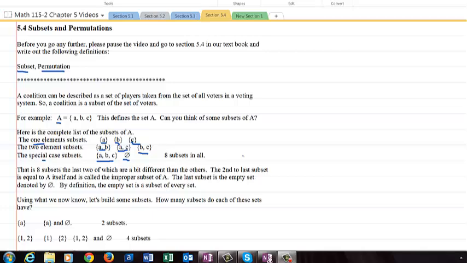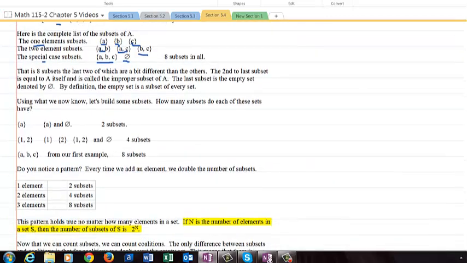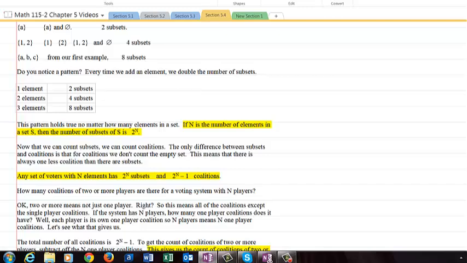How many subsets do each of these sets have? Well, the set A has 2 subsets, A and the empty set. The set 1, 2 has the set 1, the set 2, the set 1, 2, and the empty set, 4 subsets. The set A, B, C, this is the one from our first example, has 8 subsets. Do you notice a pattern? Every time we add an element, we double the number of subsets. 1 element, 2 subsets. 2 elements, 4 subsets. 3 elements, 8 subsets.